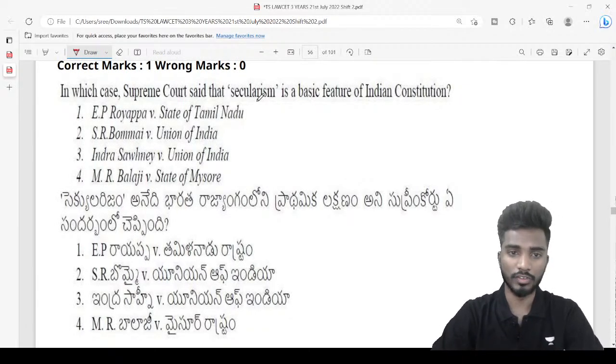Next. In which case did the Supreme Court say that secularism is a basic feature of the Indian Constitution? I made a passing reference to it in yesterday's class when there was an option. If you remember correctly, you should be able to answer it.